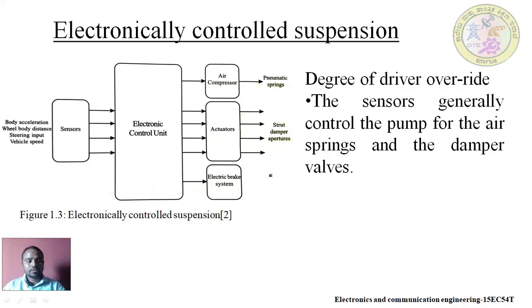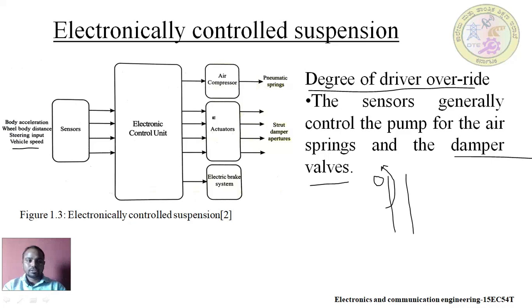Dear students, now we will see the different conditions where and how the electronically controlled suspension system works. The first condition is driver override. Assume that you are driving a car on a road and there is a vehicle in front of you. If you want to overtake that vehicle, then obviously you apply more speed. Under that condition, the damping increases.